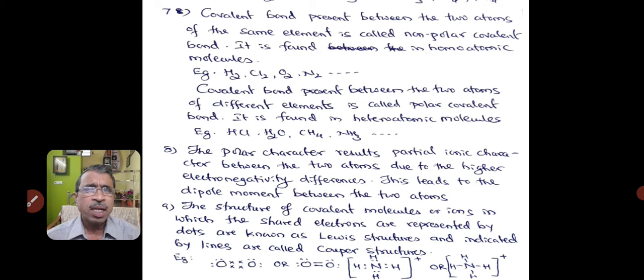The polar character results in partial ionic character between the two atoms due to the higher electronegativity difference. This leads to the dipole moment between the two atoms. The structure of covalent molecules or ions in which the shared electrons are represented by dots is known as Lewis structure, and when indicated by lines is called Couper structure. Below I have shown both the Lewis and Couper structures for oxygen and the ammonium ion.